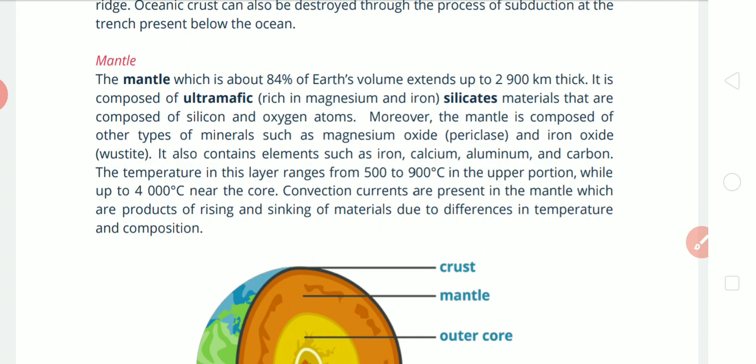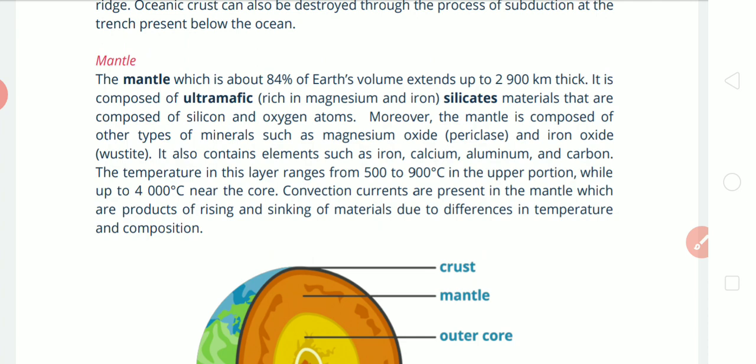Convection currents are present in the mantle, which are products of rising and sinking of materials due to the differences in temperature and composition. Now, if you remember convection, conduction, and radiation, if we consider convection in the different layers of the earth, it only happens in the mantle.